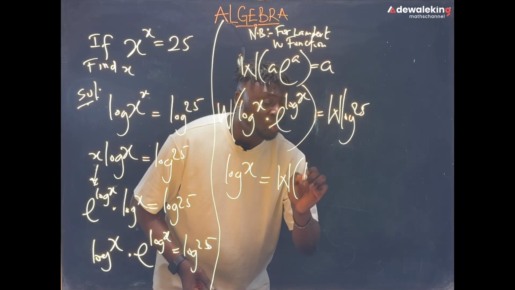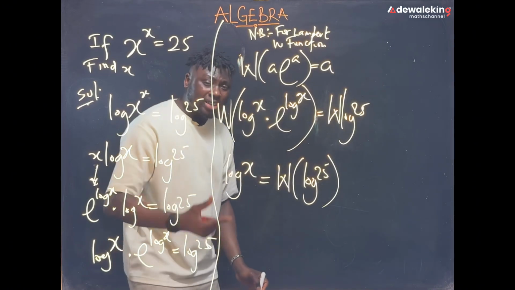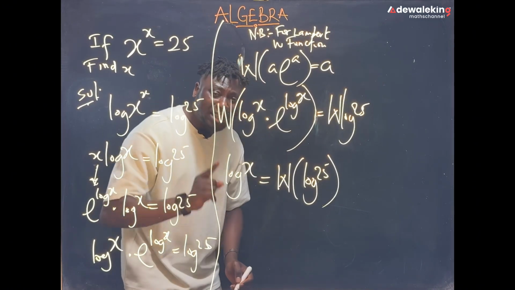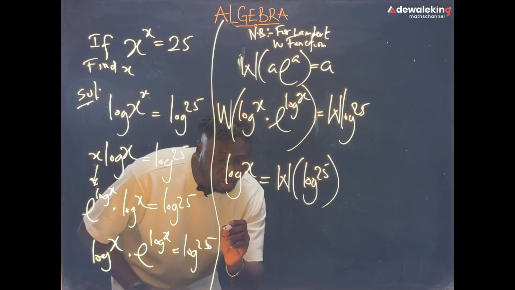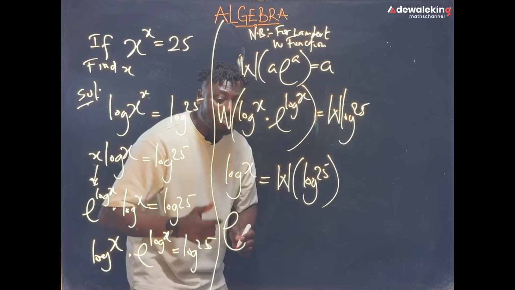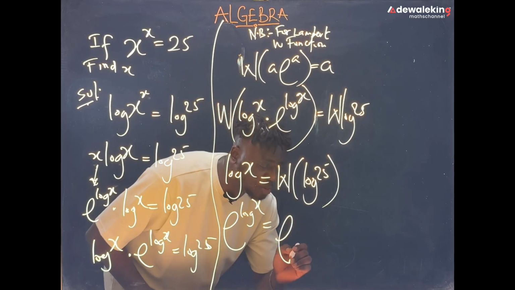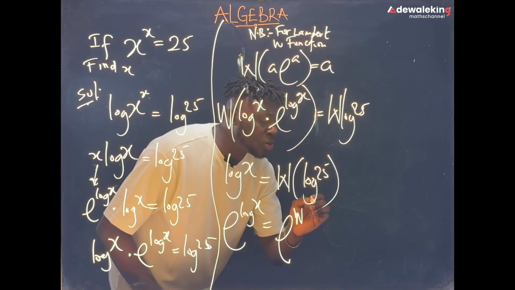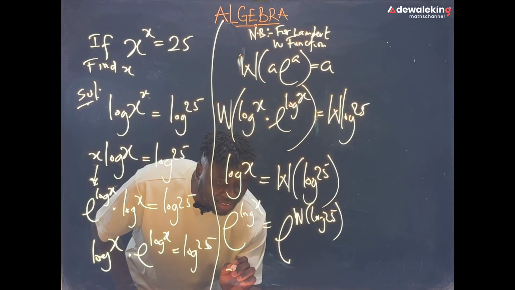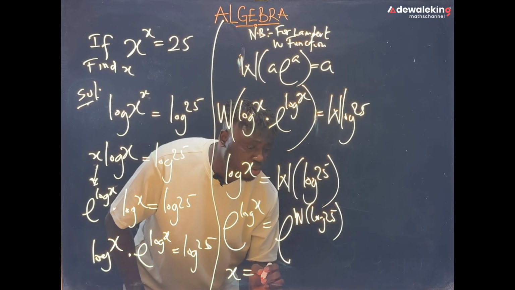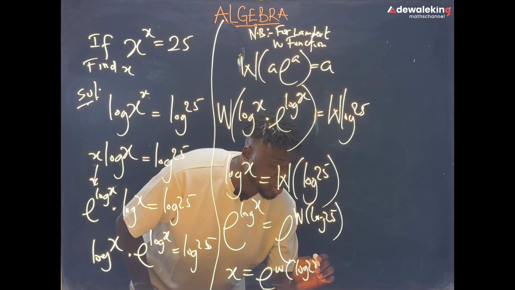So from here, we can say this is now equal to log x, which is equal to W log 25. So from here, we can express this further by introducing another exponential function. So this will be exponential function as the base of log x, which is equal to exponential function of W log 25. So from here, you can now see that our x is now equal to exponential W log 25.